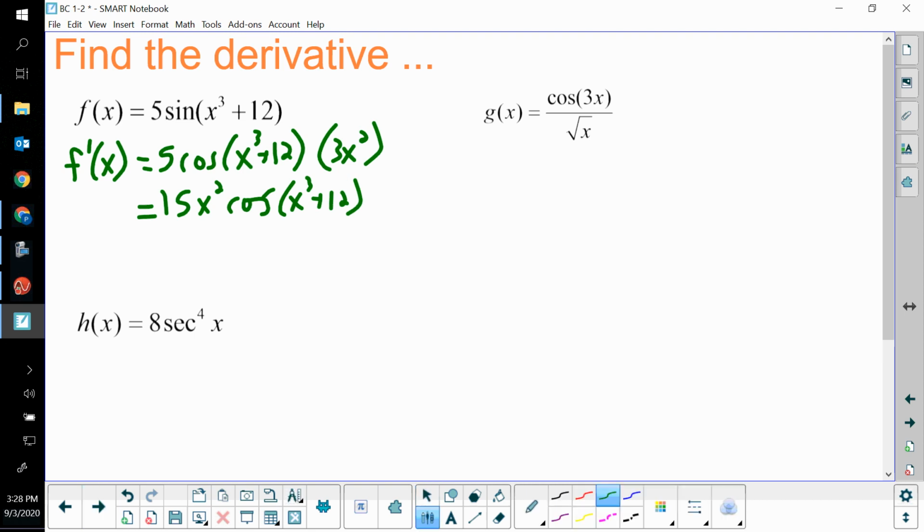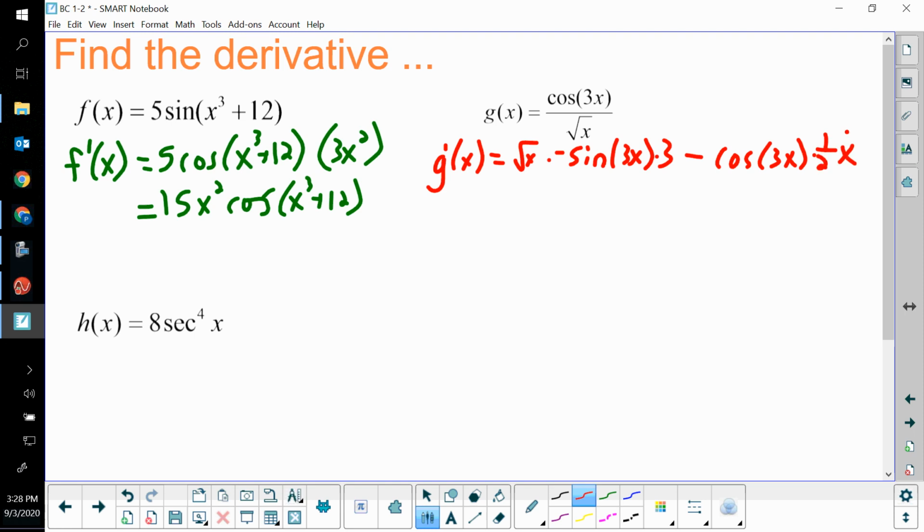Over on the right here, we could do this with quotient rule. We'd have our denominator times derivative of the numerator. So we'd have negative sine 3x times 3, minus the numerator, high, times derivative of the denominator. That's an exponent of 1/2, so we have 1/2 x to the minus 1/2, all over low low, so square root of x squared is just x.